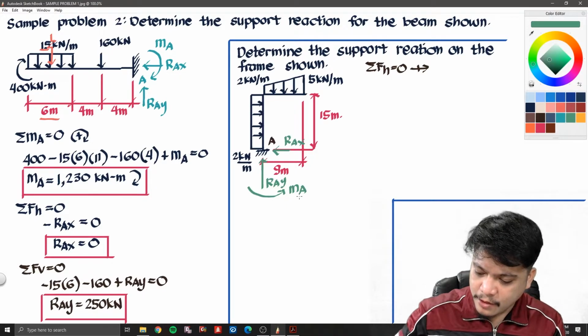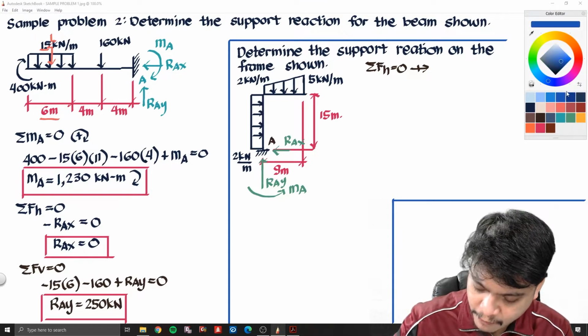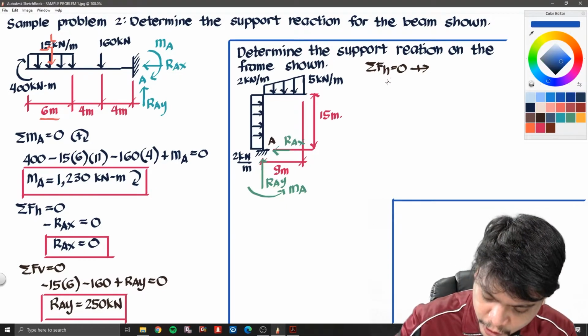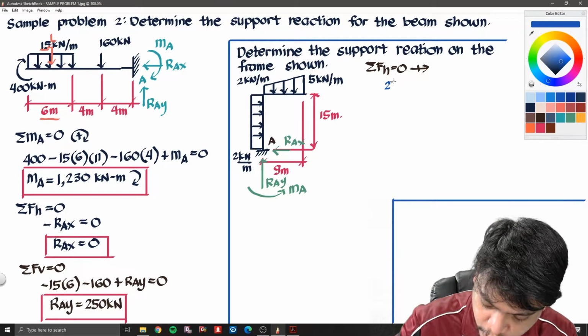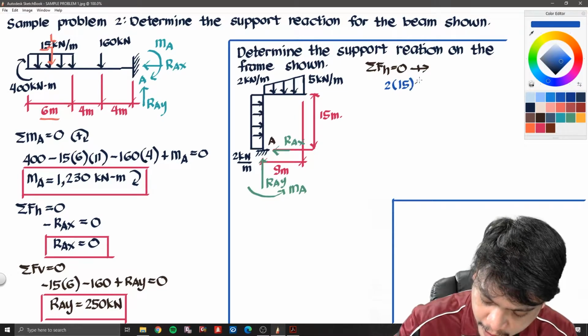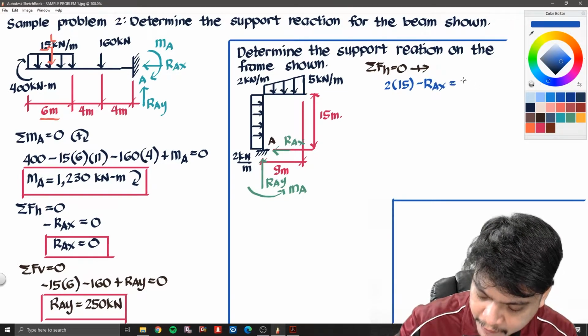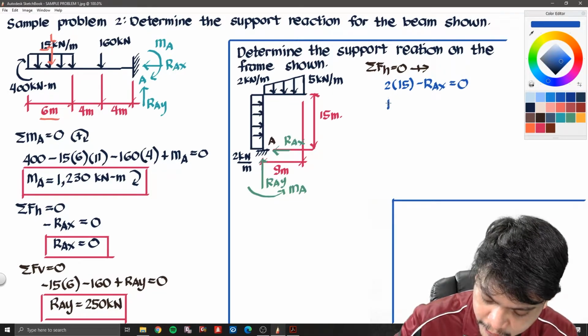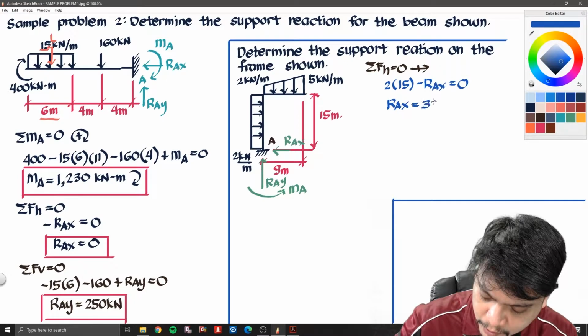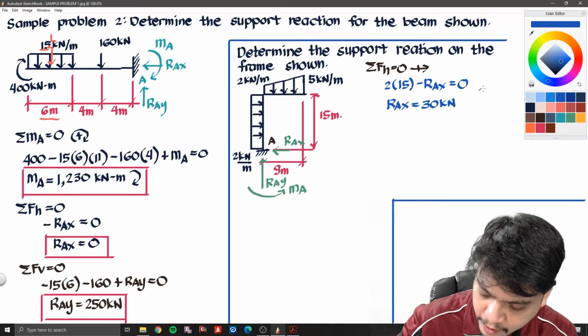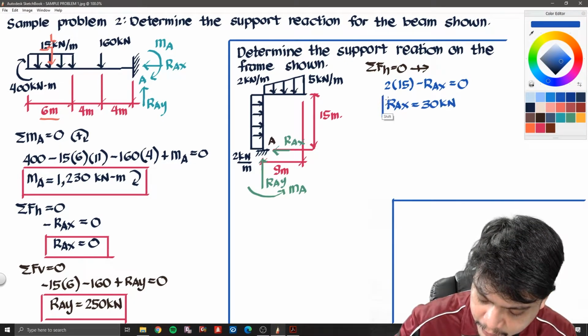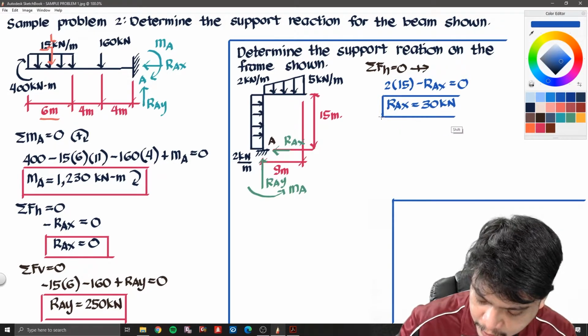Okay? So, proceed tayo. Summation tayo ng forces horizontal. So, we can have it as 2 kN per meter, multiplied by the total of 15. Wala na tayong iba, minus RAX. So, you will be having here equal to 0. So, therefore, you will be having RAX, and that would become equal to 30 kilonewton. Okay? So, you will now have an answer for that.